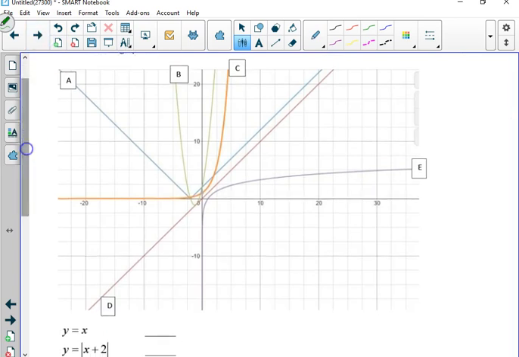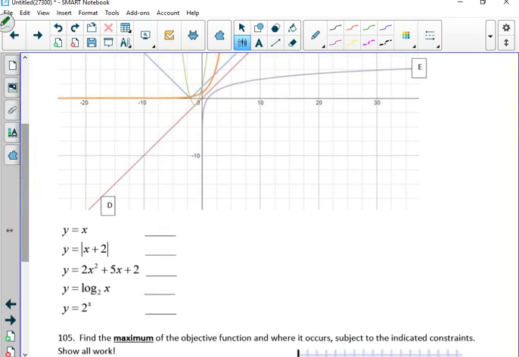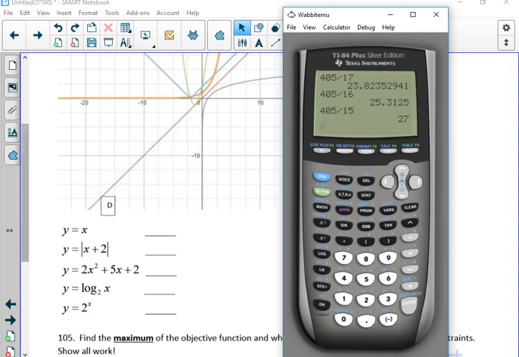All right, now we're just matching. Now remember, if you are not sure about any of these, take your calculator and type them in. Y equals X. Hit graph. There you go. That's D.